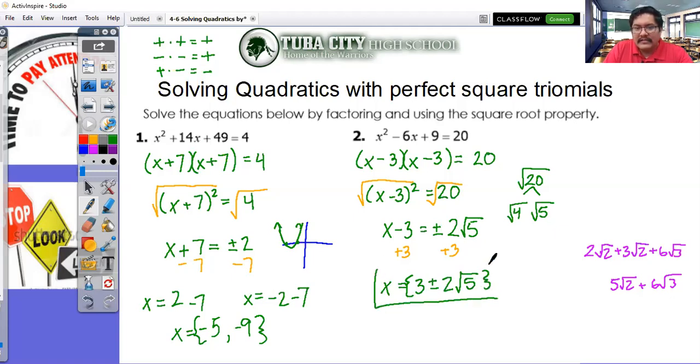Now in this case, there is nothing else we can do. We cannot simplify that anymore. I mean, we could get a calculator and divide it out and all that stuff, but we don't really need the decimals. All right, so those are the two cases of solving quadratics with perfect square trinomials.